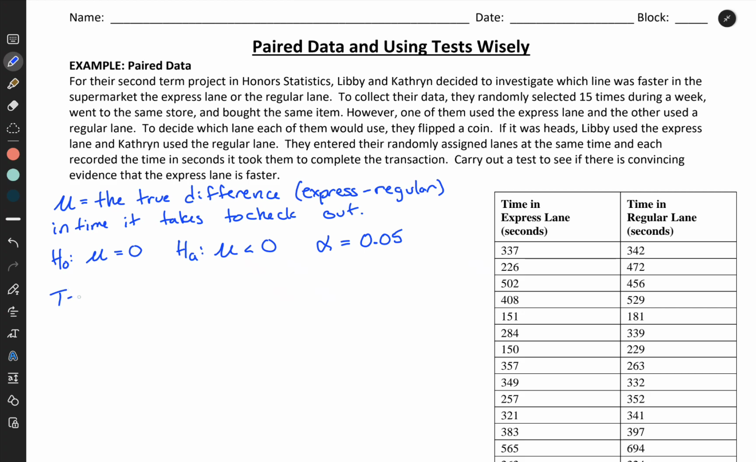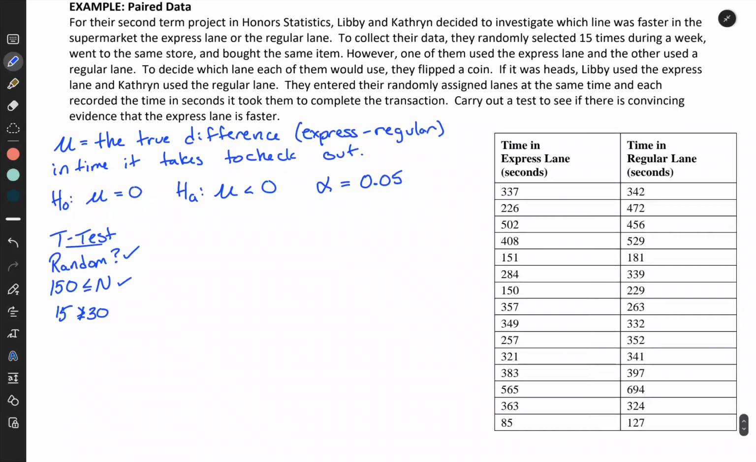So for our plan, we are going to be doing a t-test. Checking through our conditions, it does say that it was random, so we are good there. Next, there were 15 times during the week that they went, so 15 times 10 is 150. Is it reasonable to assume they could have gone more than 150 times? Yes, that is a reasonable assumption to make. Last but not least, for our central limit theorem, 15 unfortunately is not greater than or equal to 30. So in checking the graph of the difference between the two, there are no outliers, no major skew. So we are going to proceed with caution.